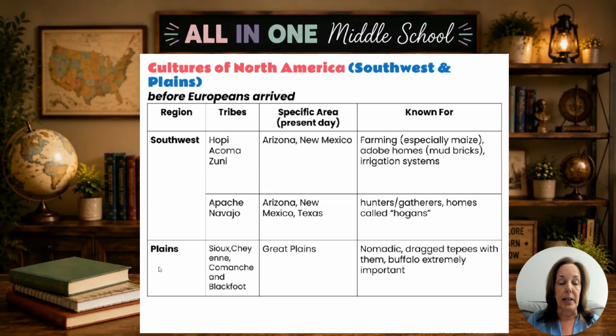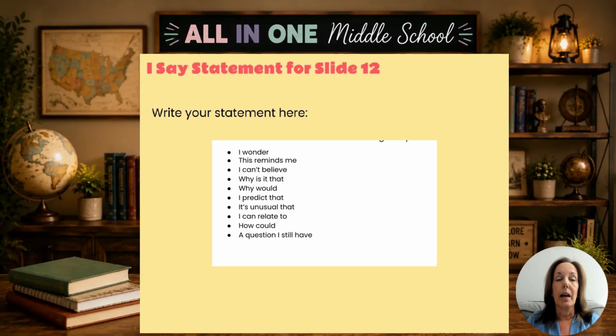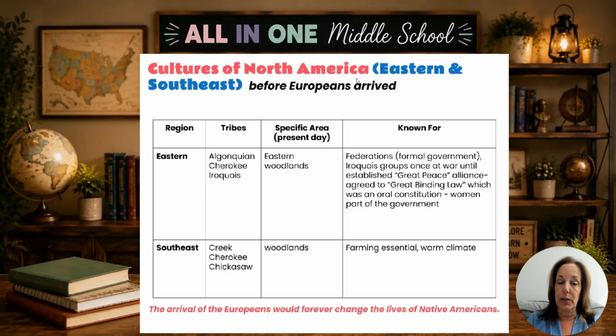In the Plains region, the Sioux, the Cheyenne, the Comanche, and Blackfoot were located in the present-day Great Plains region. They're known for being nomadic. They dragged their teepees with them, and buffalo were extremely important. You're going to pause now and write an I say statement for slide 12. We're still in North America, and we're going to talk about the eastern and southeast regions.